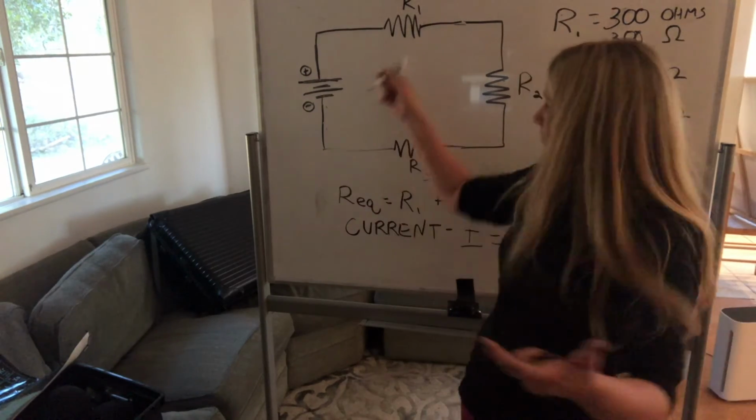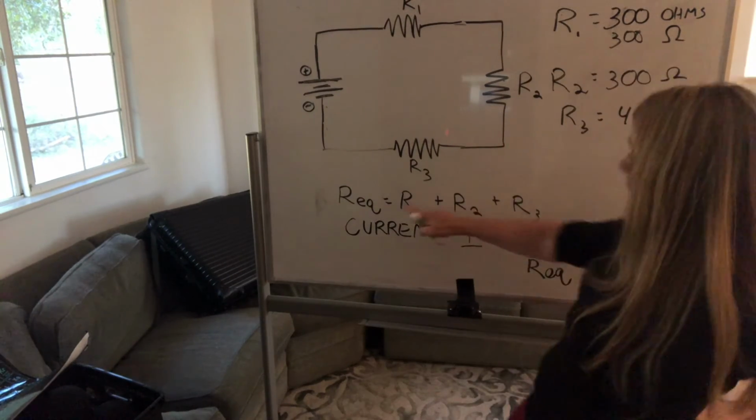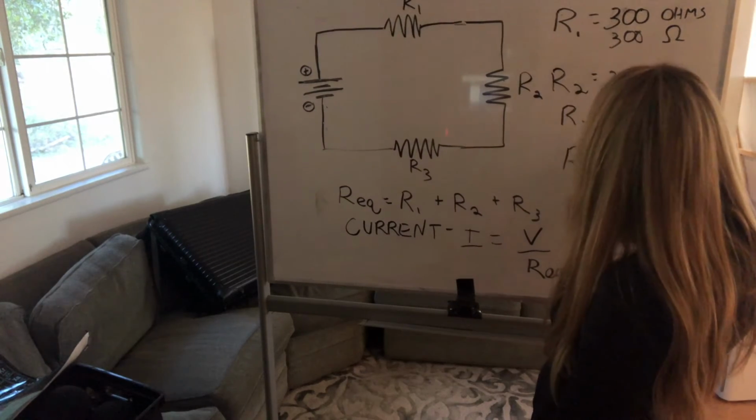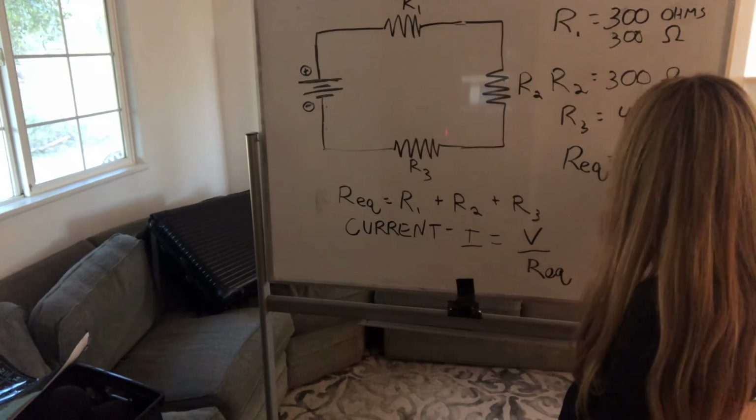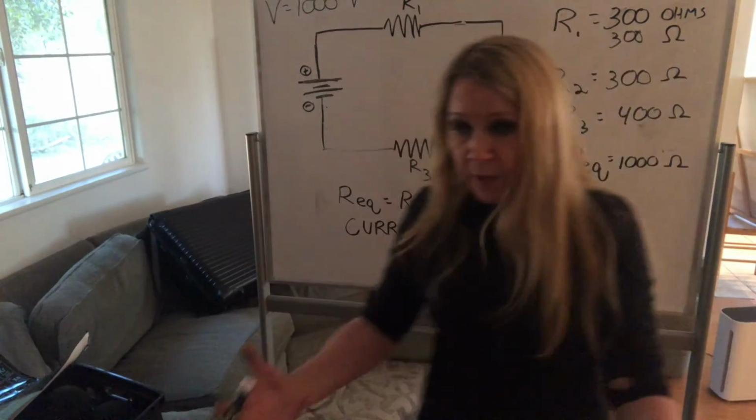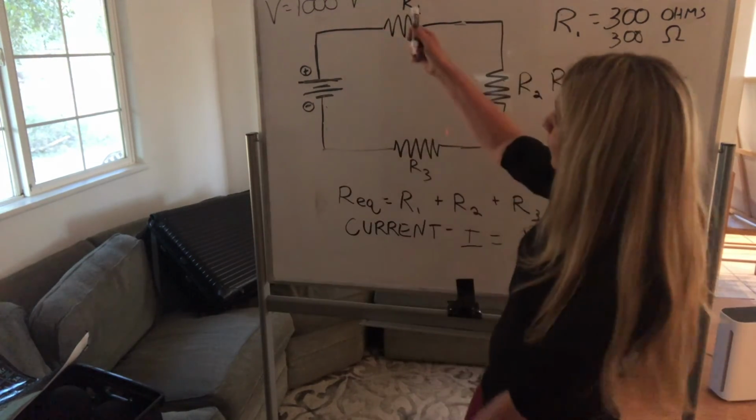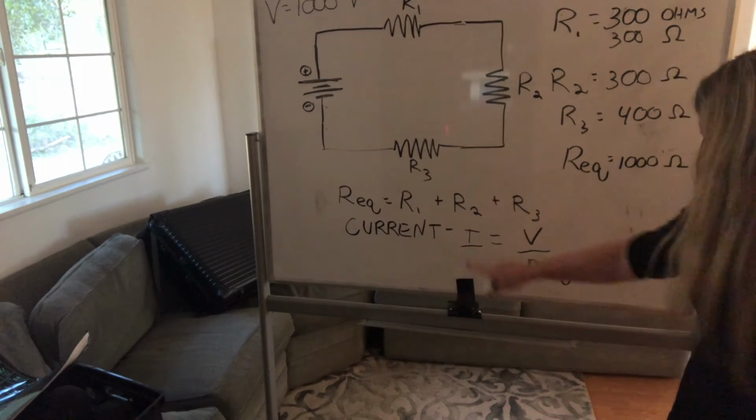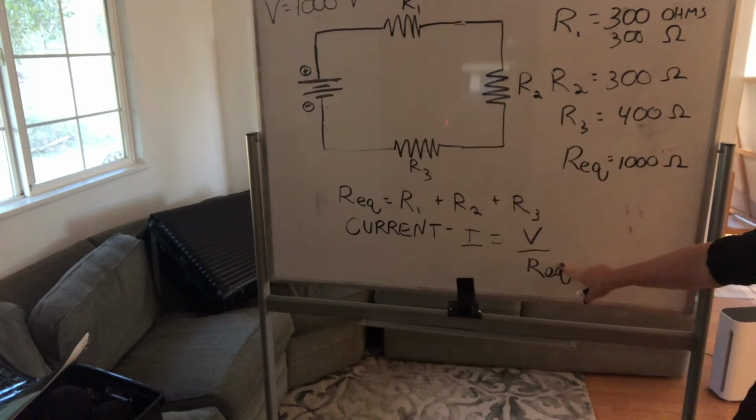Okay, so now we're given the resistance of 1, 2, 3. We can add them up and get the equivalent resistance. So let's do that. 300 plus 300, 600 plus 400 is 1,000 ohms. So now we want to figure out what's the current. Okay, we now know we have this many volts and we have this much resistance. We want to figure out what's the current. So we want to solve for I. Same thing, we're going to take the voltage divided by the equivalent resistance.